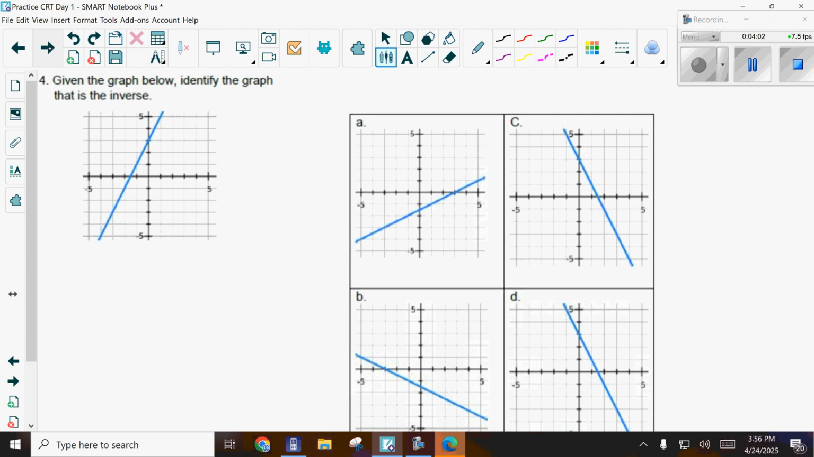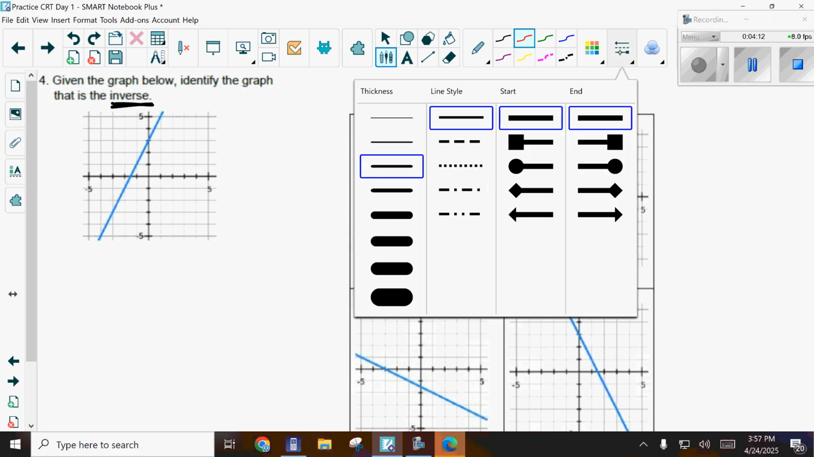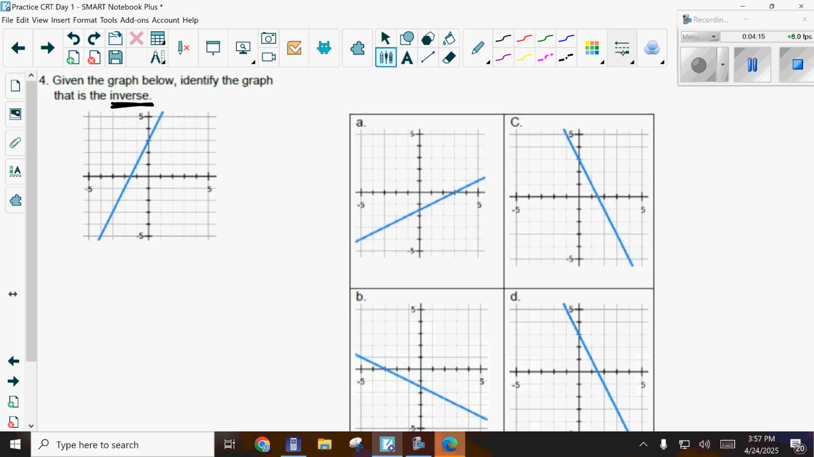Number 4 says, given the graph, identify the graph that is its inverse. So again, inverse means switch x and y. So what we're going to do here to figure out which one is the inverse graph is we're going to find a few points on this graph. So I'll use this one since it crosses through 4 boxes. And I don't know, I'll use this one since that one also crosses through 4 boxes. So what I'm going to do here is I'm going to find the coordinates for these.